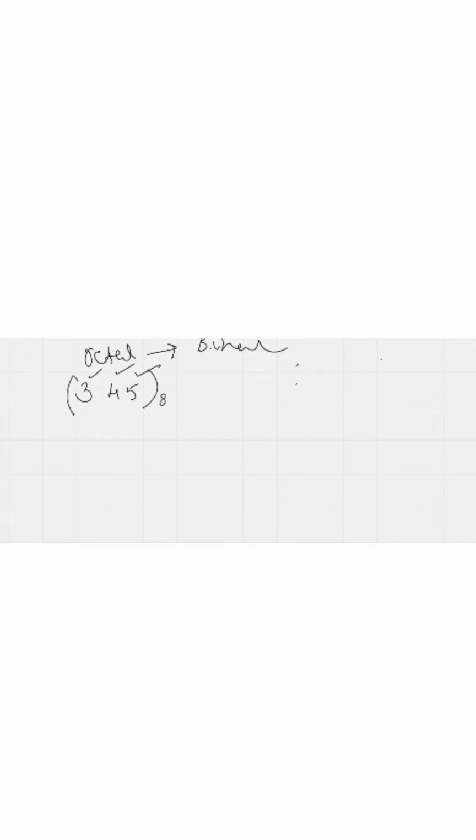So how to convert this octal number to a binary number? Each number should be represented as a 3-bit binary value. So the value for 3 is 0, 1, 1, and 4 is 1, 0, 0, and 5 is 1, 0, 1. So the total number we get here is the corresponding binary number.